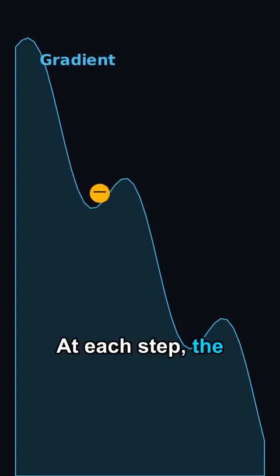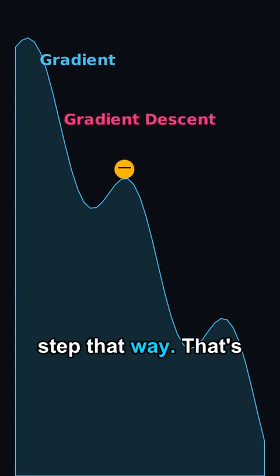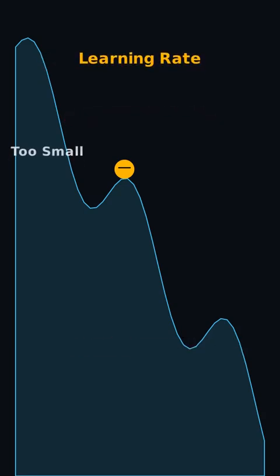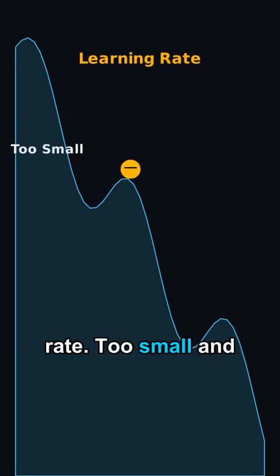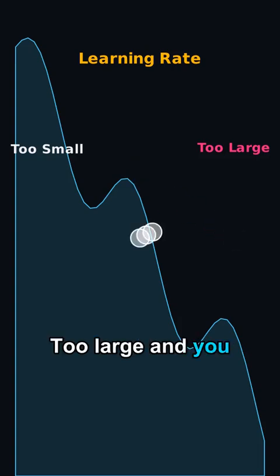At each step, the hiker feels which direction is steepest downhill and takes a step that way. That's gradient descent, the most basic training algorithm. One catch, how big a step? That's the learning rate. Too small, and you inch down like a sloth with anxiety. Too large, and you launch yourself clear over the valley, chaos.